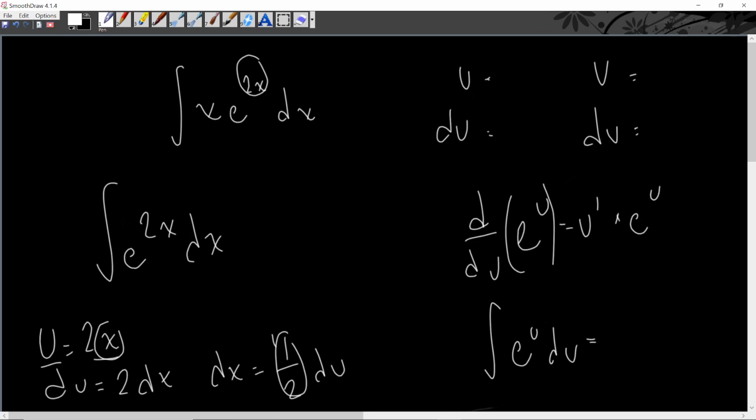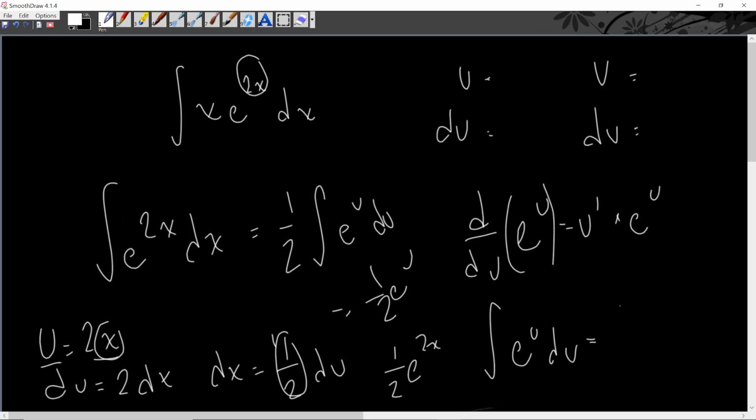So we bring that out front, like we're going to have 1/2 times the integral of e to the u, because we're using u now, with respect to u, so that's going to be just 1/2 e to the power of u. So e to the power of 2x. So this is just going to be 1 over u prime times e to the u. And that makes sense, because if we did the derivative of u prime, we're just going to be left with, well, I'm not sure if this always works.